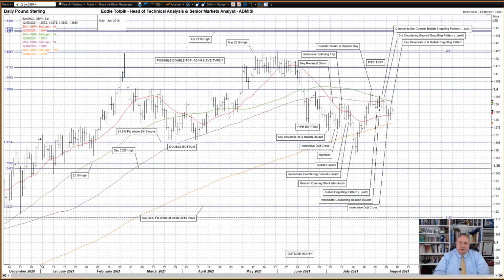Cable, aka sterling against the US dollar. Much like euro dollar here, a combined key reversal up and bullish engulfing pattern just yesterday. The latter wasn't that hard to do actually, as the previous session was an indecisive doji cross. However, in this case it wasn't a series of supports that caused a reactionary move back up, but the rising long moving average below, currently at 137.80. Meanwhile, overhead we have the declining short medium moving average, currently at 139.13, and the medium moving average, currently 139.26.